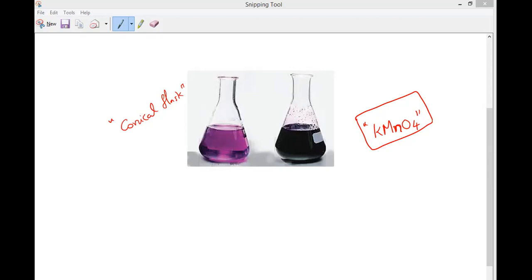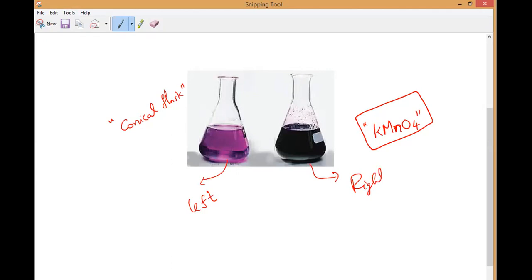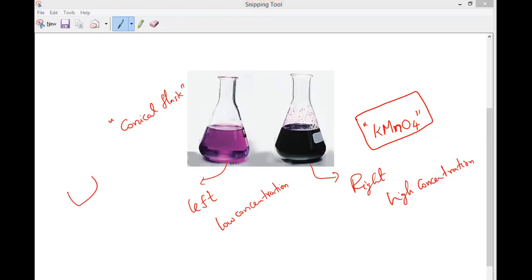Because potassium permanganate is there. So the flask on the left side, if you notice, has low concentration, and the right side has very high concentration. That is why you can see that if you keep on adding, the pink color will slowly be diluted. The first concentrated solution of potassium permanganate has high concentration, and this one has low concentration. That is the difference.